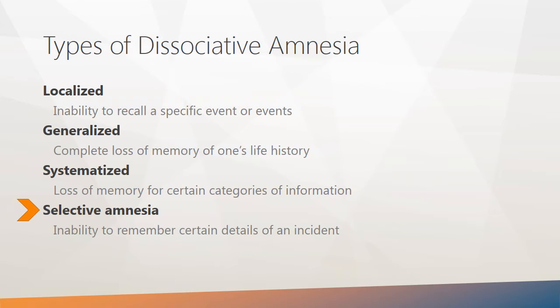Selective amnesia happens when someone can only remember parts of events that took place in a certain period of time. For example, an abuse victim may only remember parts of what happened, or someone in a serious car accident may only recall certain portions of the accident. They remember the event, but only selective portions.